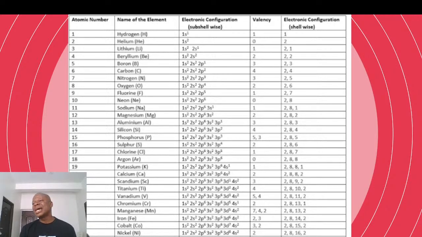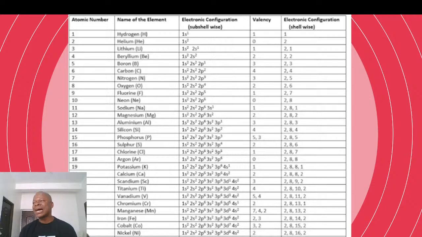Then if you go to number 5, you have boron. The symbol there is B. I don't know if you understand what I'm saying. The symbol there is B. Then take a look at its electronic configuration under the subshell. You're going to get 1s2, 2s2, and 2p1, giving you the atomic number 5. That is, 2 plus 2 plus 1 is 5, the atomic number of boron.